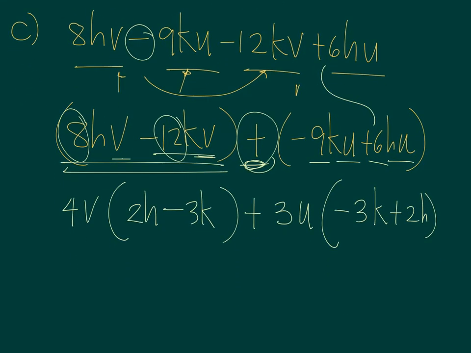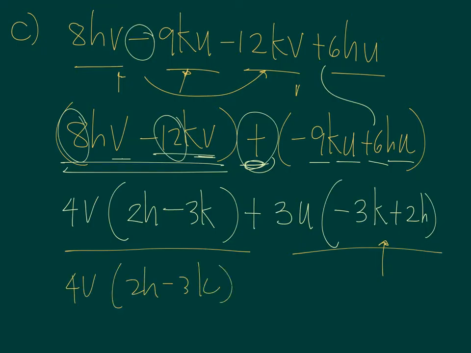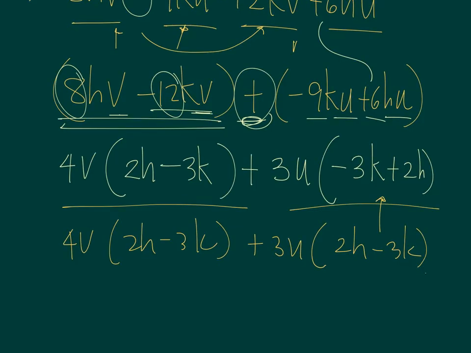Now, once you have factored out some expressions, you try to anticipate if you have come up with common factors for each group. So if you look at this, although this is similar to this, you can actually arrange. So 4v times 2h minus 3k plus 3u. So I arrange this to 2h minus 3k, and it will become obvious that the common factor is 2h minus 3k. Okay, so you can factor that out.